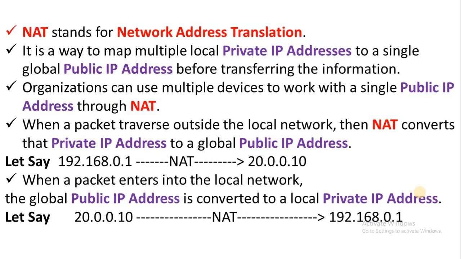NAT. What is NATing? NAT stands for Network Address Translation. It is a way to map multiple local private IP addresses to a single global public IP address before transferring the information. Organization can use multiple devices to work with a single public IP address through NAT. When a packet traverses outside the local network, then NAT converts that private IP address to a global public IP address.